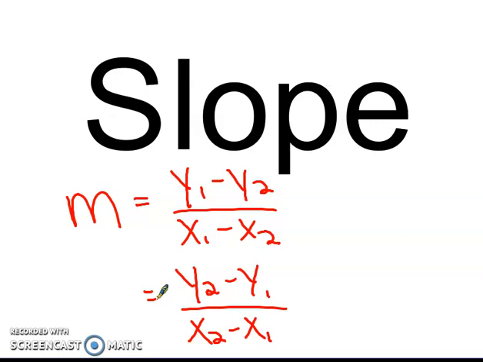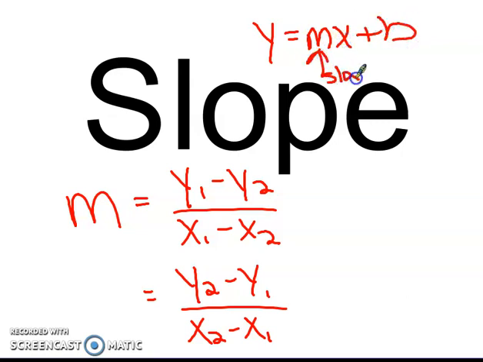The important thing to keep in mind is you have to have y on top of your fraction and x on the bottom of your fraction, and you need to start with the same coordinate point. So if you start with your second y value, on the bottom you need to start with your second x value. The other formula we need to know, y equals mx plus b. M is that important one that is our slope. So if you have an equation, you can easily find your slope.